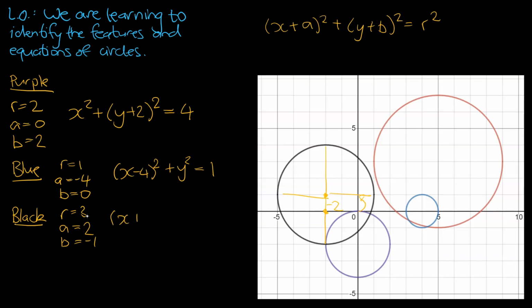So it's going to be (x plus 2) squared plus (y minus 1) all squared, and that will be equal to 3 squared. And again, we're going to change that to the number 9.